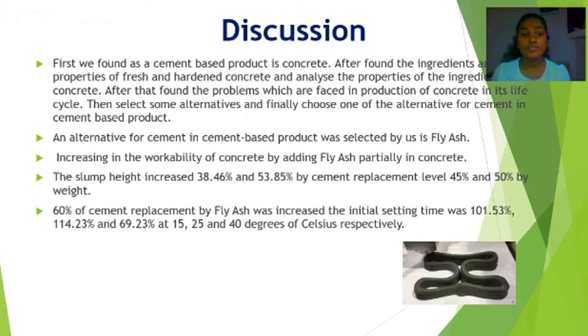Not only that, by taking the percentage of fly ash as 30, 40 and 50 by weight of cement, the compressive strength, split tensile strength and modulus of elasticity of fly ash concrete will be improved. At the same time, there is no segregation and bleeding with the replacement of cement with fly ash in concrete by 50%, 60% and 70%.